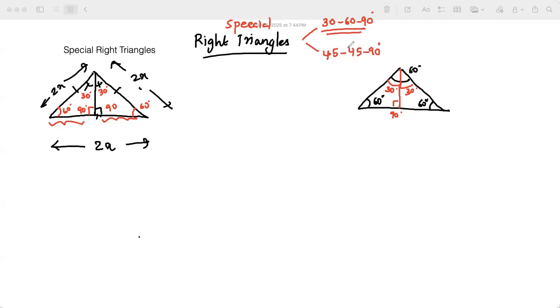Whether it is in geometry or any standardized test that you will appear for, you will definitely get one or two questions on this particular topic because it is so important. Once you understand how this works, it's very easy to attempt the problem. This comes only later in geometry as per school. So let's go ahead and study the 30, 60, 90 triangle in depth.